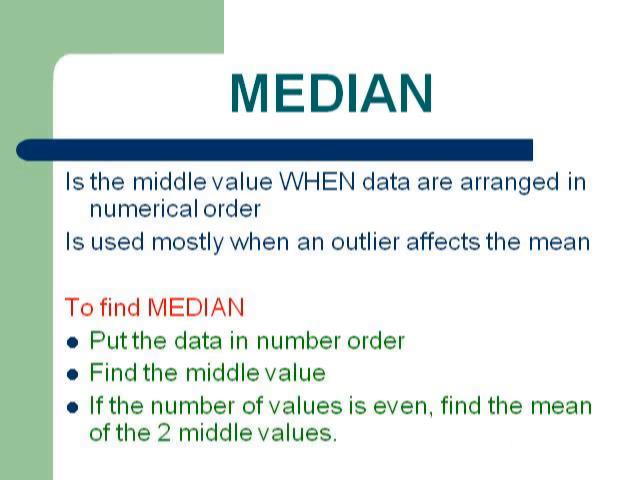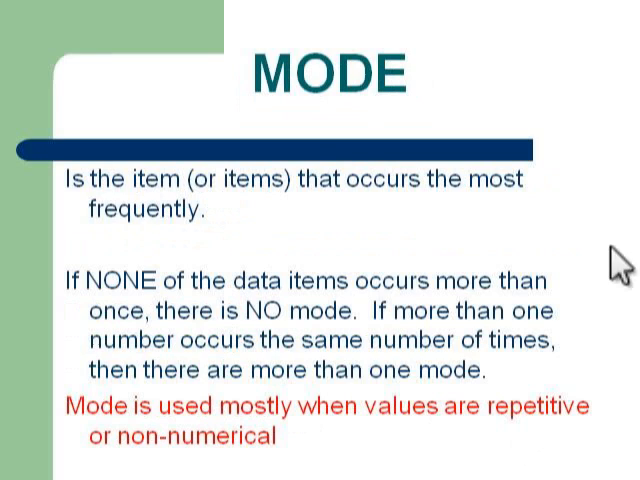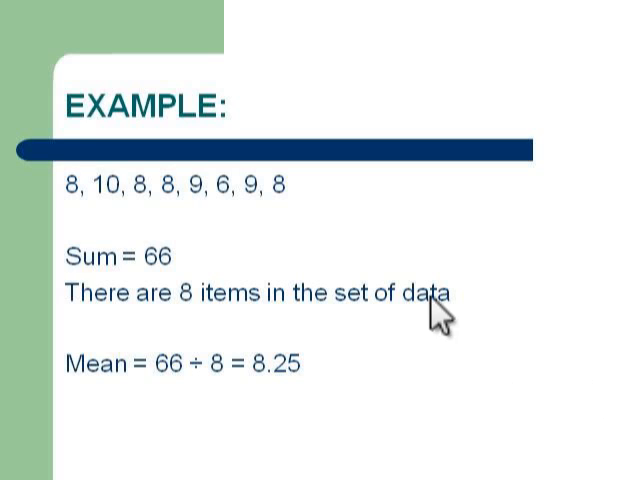Okay, let's look at our last vocabulary. Mode. Mode is the item or items, because there could be more than one mode, that occurs the most frequently in your data. Okay, so on our original example here, 8 would be our mode, because we have 1, 2, 3, 4 8s. Nothing else is 4 times or more. So 8 would be our mode.